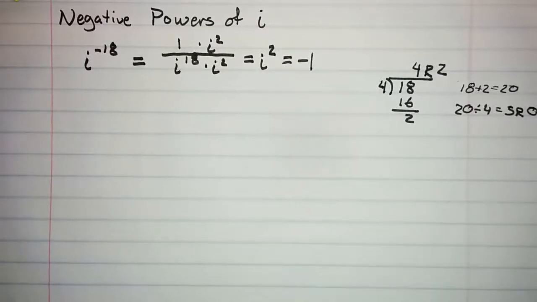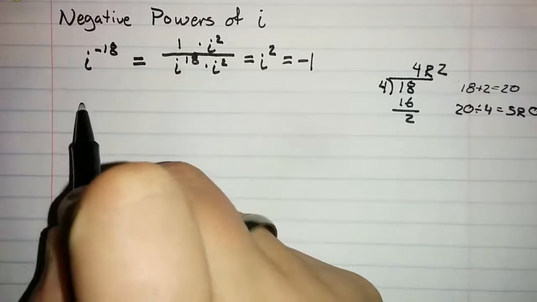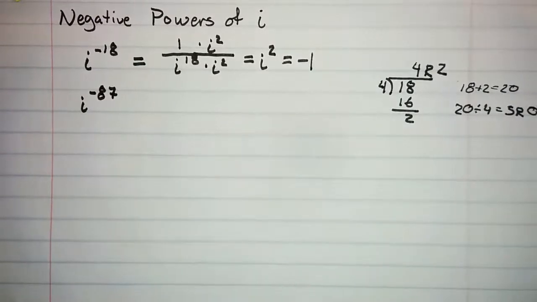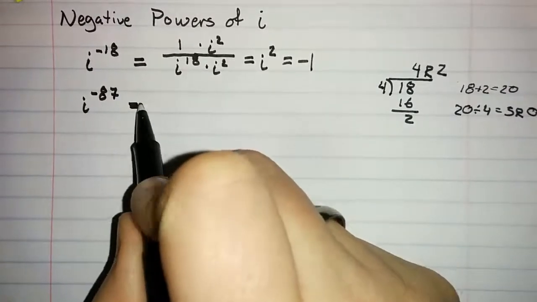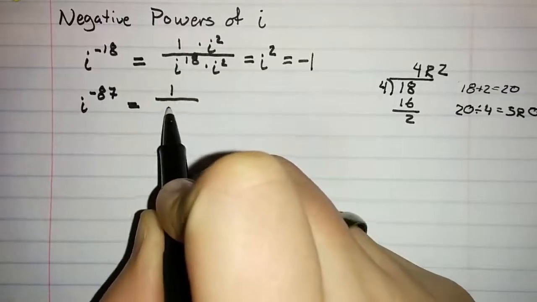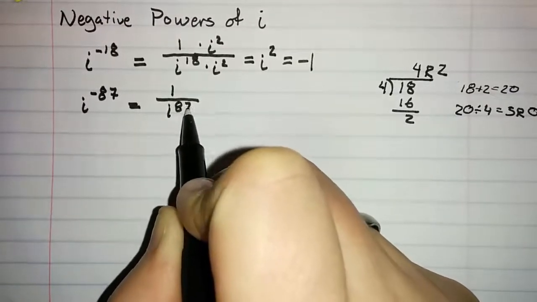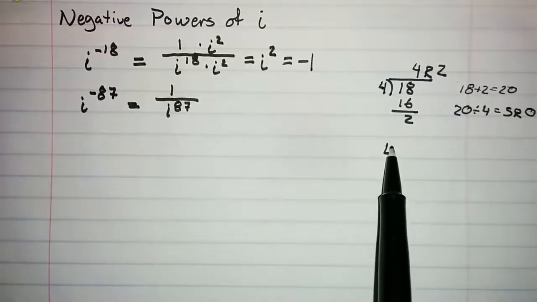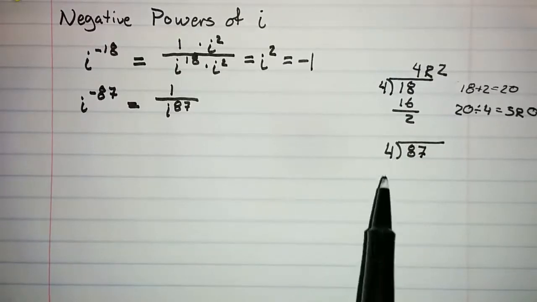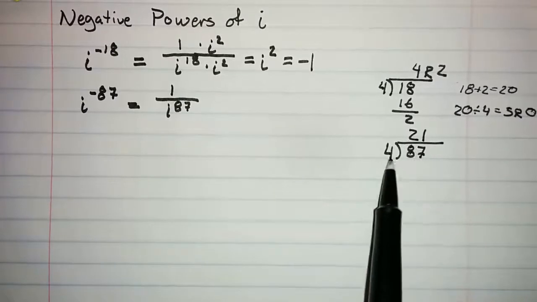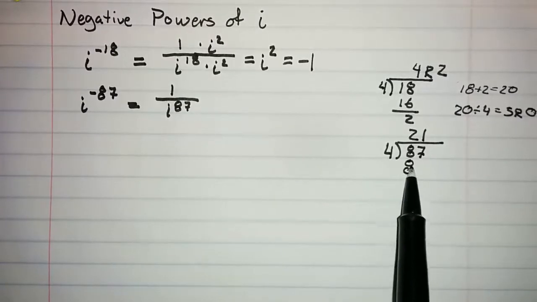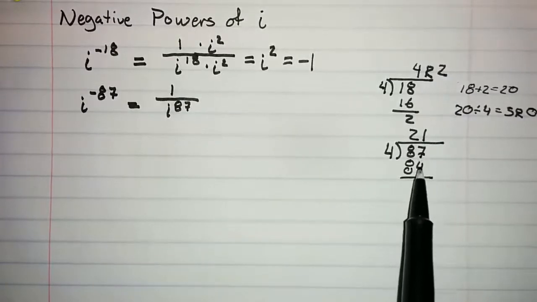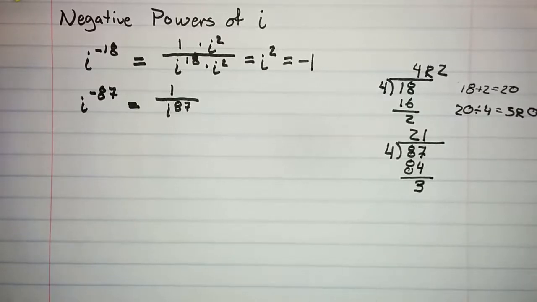I'm going to show you another example. Let's say I have i to the negative 87. So that's 1 over i to the 87. Now when I divide 87 by 4, 4 goes into 87 according to my calculator 21 times, using up 84 things, with 3 left over.